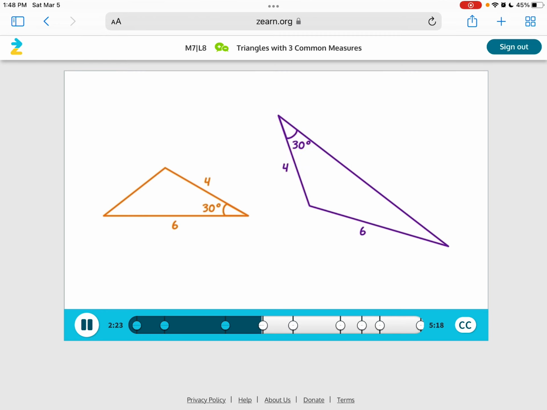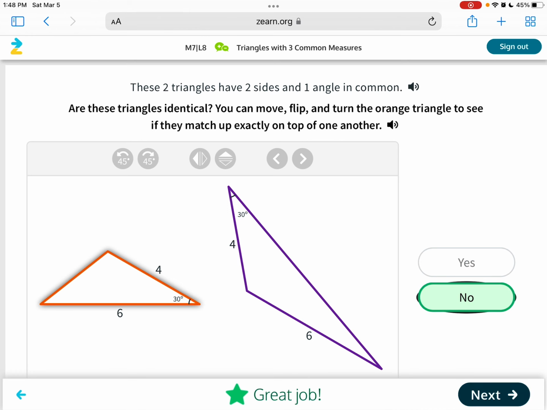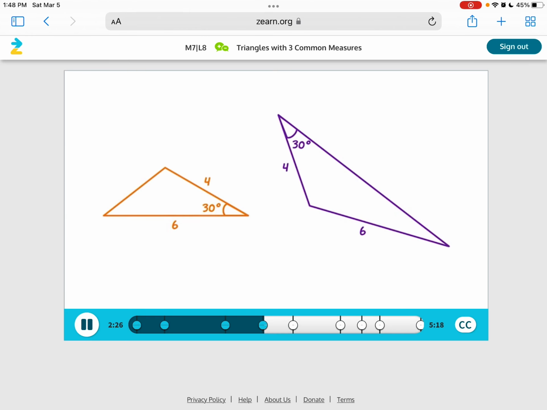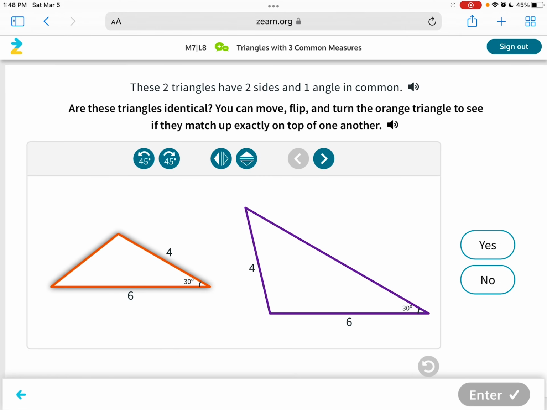Are they identical? No. This time, they are not identical. No matter how you flip, turn, no, because the side lengths are in different spots.